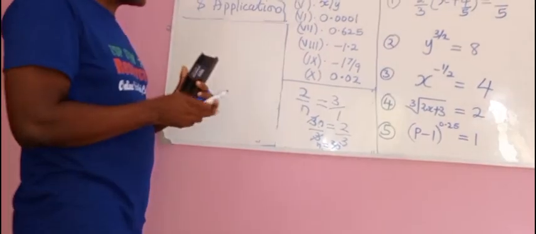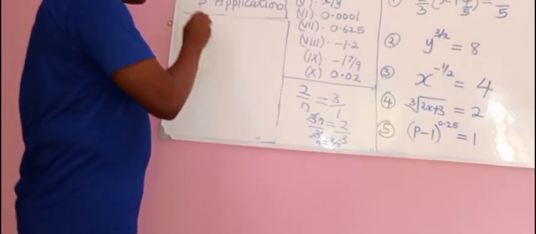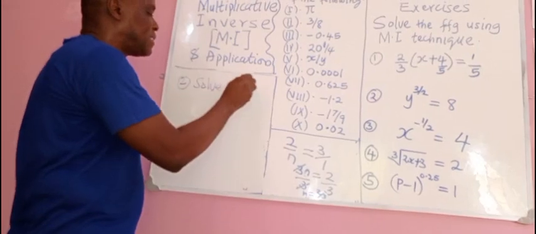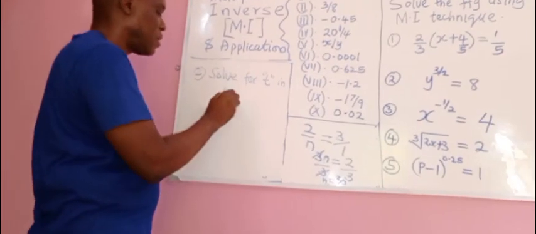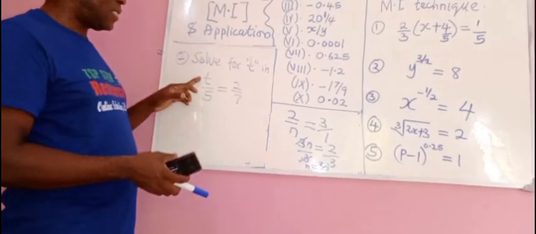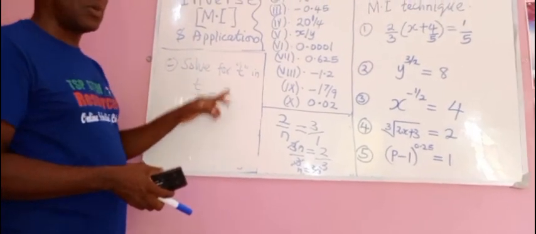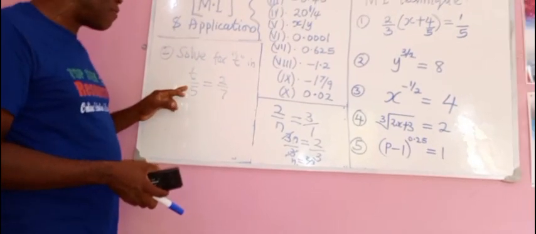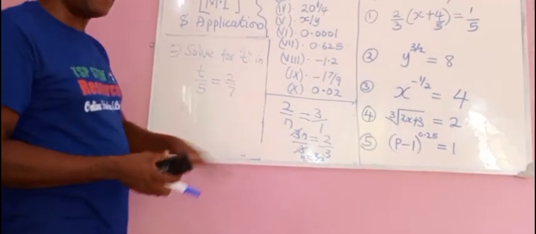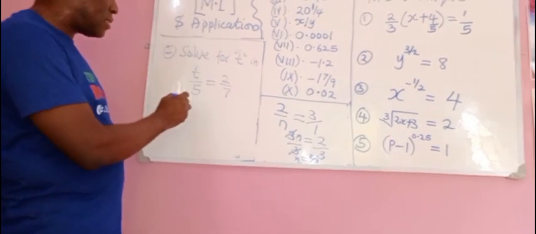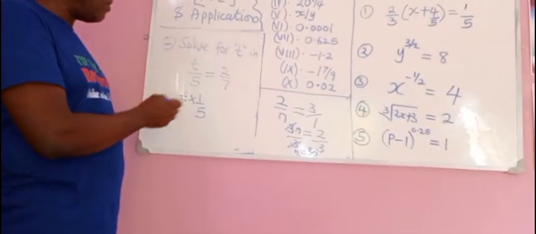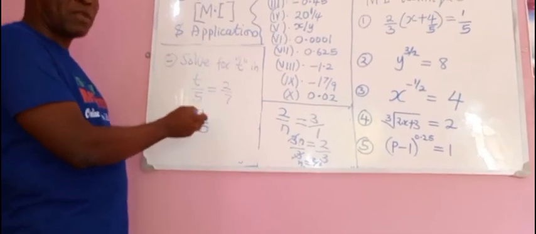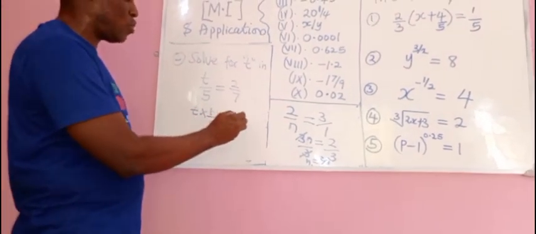Okay? Look at it. Number 2. Solve for t in t over 5 equals to 2 over 7. Look at this. T over what? Equals to what? To solve for this means you need to remove this 5. You don't want this 5 attached to this t. Okay? Now this one can be written as t times 1 over 5. It's the same thing. Take note of that, okay? When you say t over 5, it means t times what? 1 over 5 equals to 2 over 7.